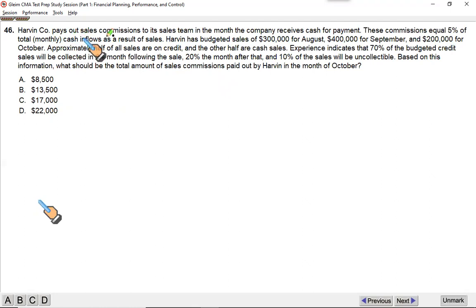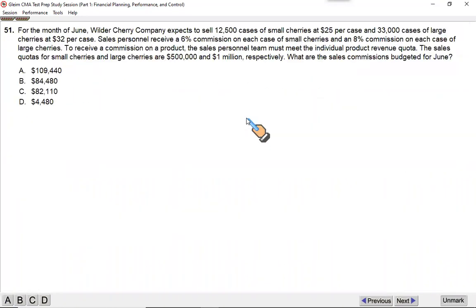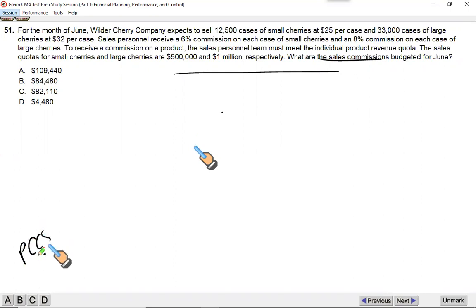Harvard company pays out sales commission to its sales team in the month the company receives cash. No. This is the question that relates to the projected cash collection. So we shouldn't be doing it now. It's a topic to be discussed elsewhere, not here. So I think it was, yes, this one. This is what you can and what you should do. The previous question involved collection of cash, and that's where we'll discuss it. PCC, projected cash collection schedule.